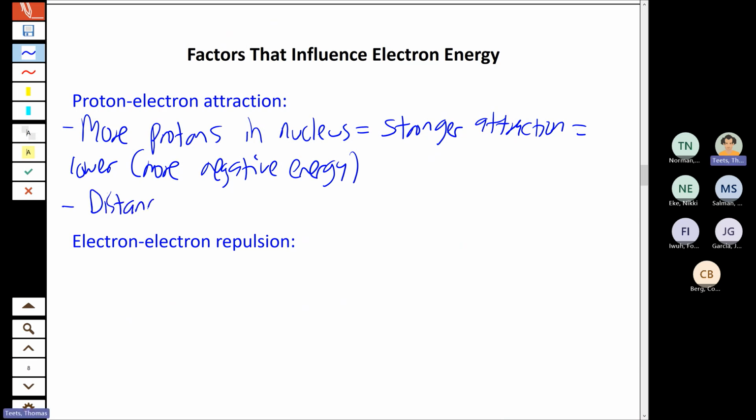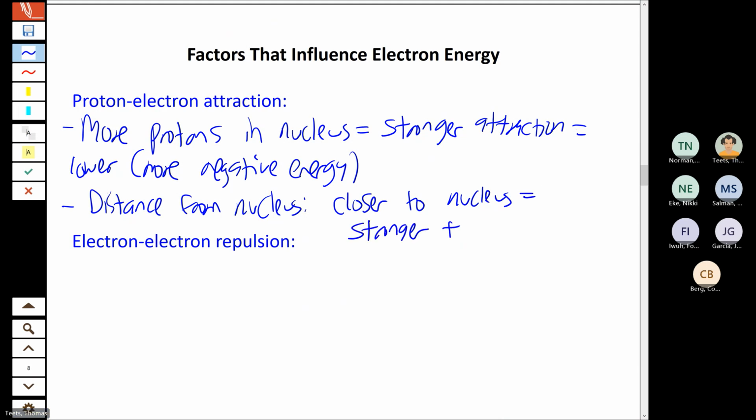The other thing that plays into this is the distance from the nucleus. So the closer the electron is to the nucleus, the stronger the attraction. And that's, again, a core principle of any electrostatic interaction. If you have a positive and negative charge interacting with each other, the closer they are together, the stronger that attraction will be, which also would lower the energy.